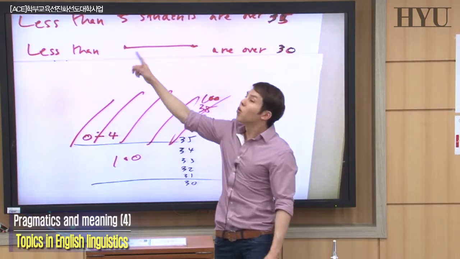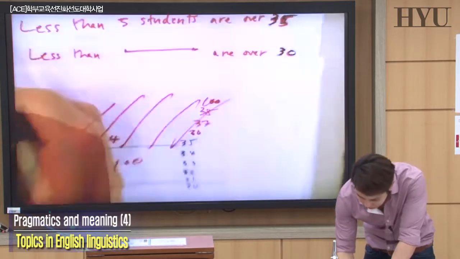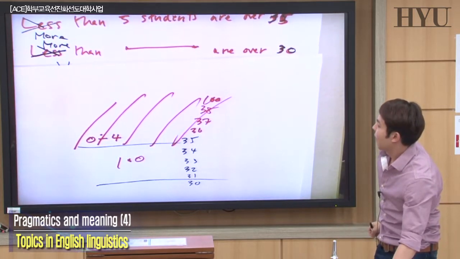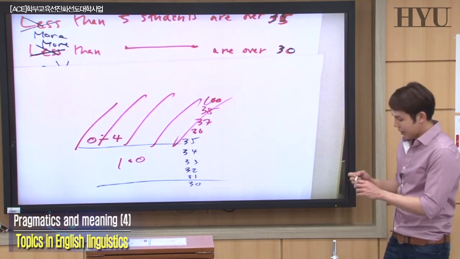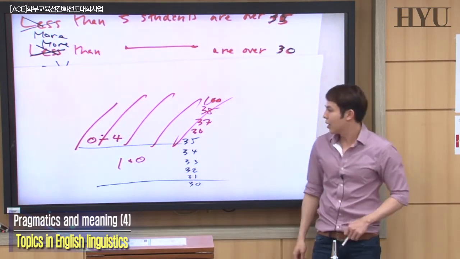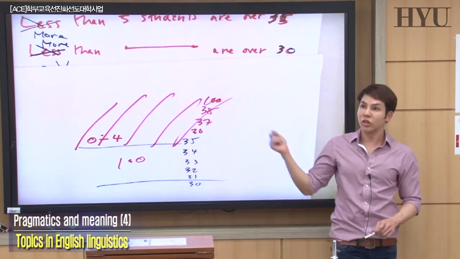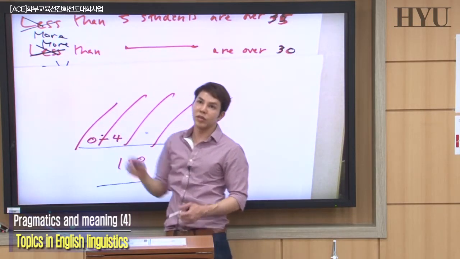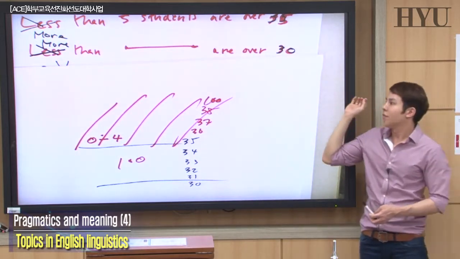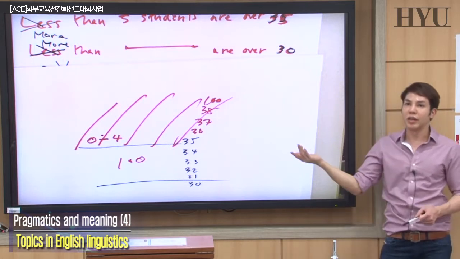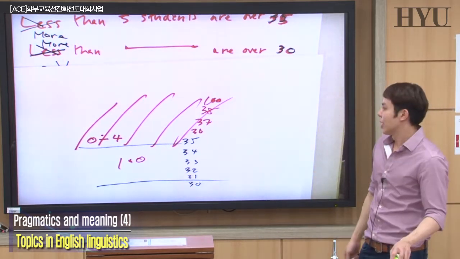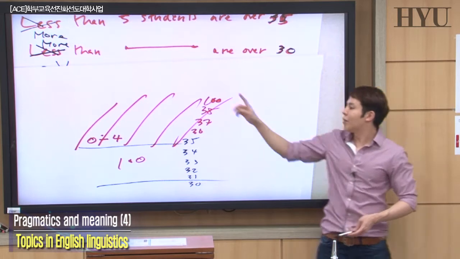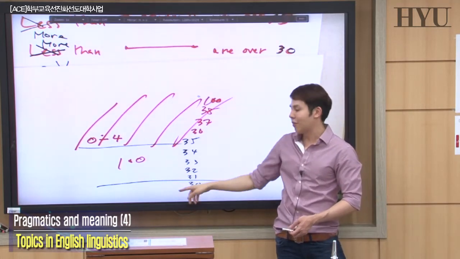And if you change this to more than 5, change this to more and change this to more, then the situation would be the reverse, okay? That is because of the negative and positive thing. Less is negative, more is positive, right? So we know that the fact that it's negative or positive will affect the entailment in a very straightforward way. If there are more than 5 that are over 35, then there are more than 5 that are over 32.